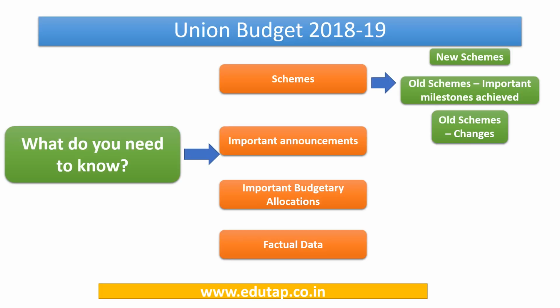Next part, if you see, there are many announcements that form a very important part of this document. So we are going to cover those important announcements through MCQs. Next, the third important part is the important budgetary allocations to various sectors. This is also going to be covered. The last part is regarding the factual data. Now let me give you an example of what we mean by this factual data. It can be what is the fiscal deficit, what is the revenue deficit, etc. So these are very important from the point of view of examination.